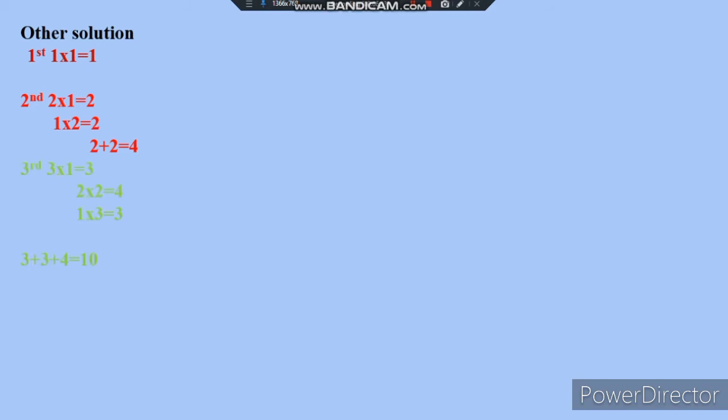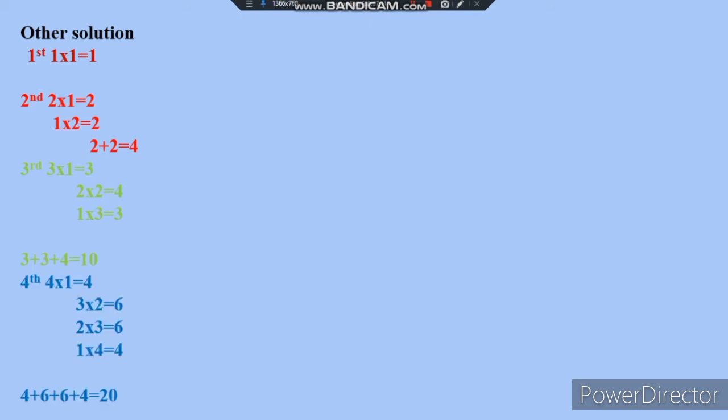So, in the third sequence, the biggest number is 3. So, it starts with 3 times 1. And then it just goes down: 2 times 2, up to 1 times 3. Then we just add the total numbers: 3 plus 4 plus 3 is equal to 10.